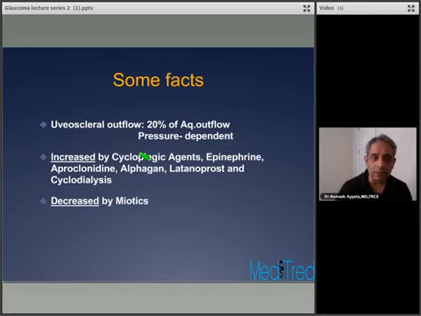The uveoscleral outflow. We'll have a lecture in the near future specifically about the uveoscleral outflow pathways and the trabecular meshwork pathway. And so I briefly wanted to touch base on this so as to complete this portion of the lecture.